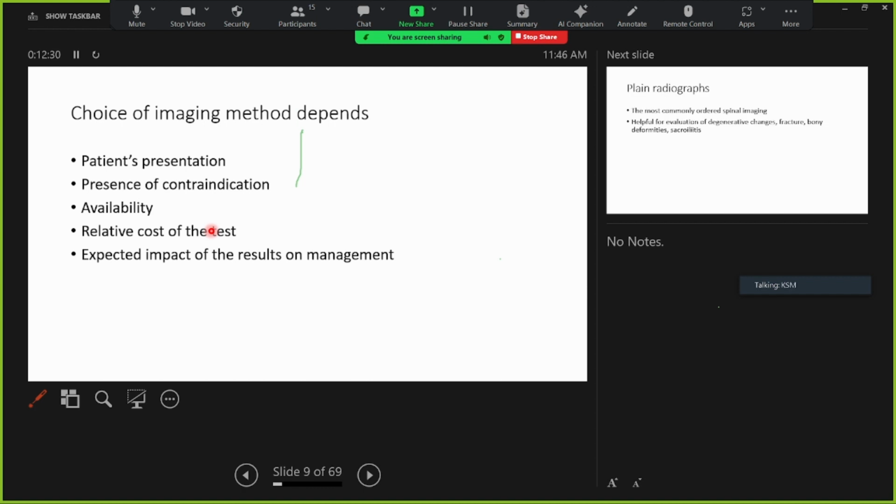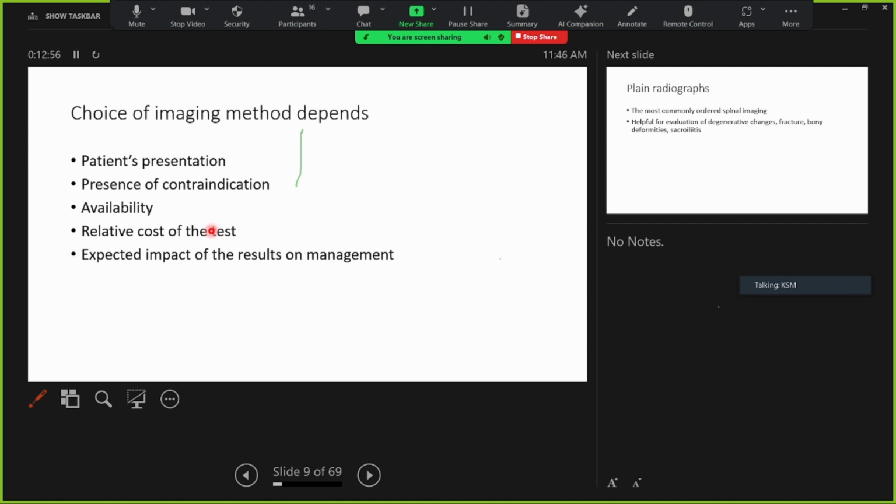So when you decide which investigation you are going to do, that depends on the patient's presentation. If the patient presents after a trauma, we are not going for MRI straight away. Either we do CT or X-ray. If the patient is having neurological symptoms with spinal injury, we might go for an MRI. The patient's presentation is important, and the presence of contraindications.